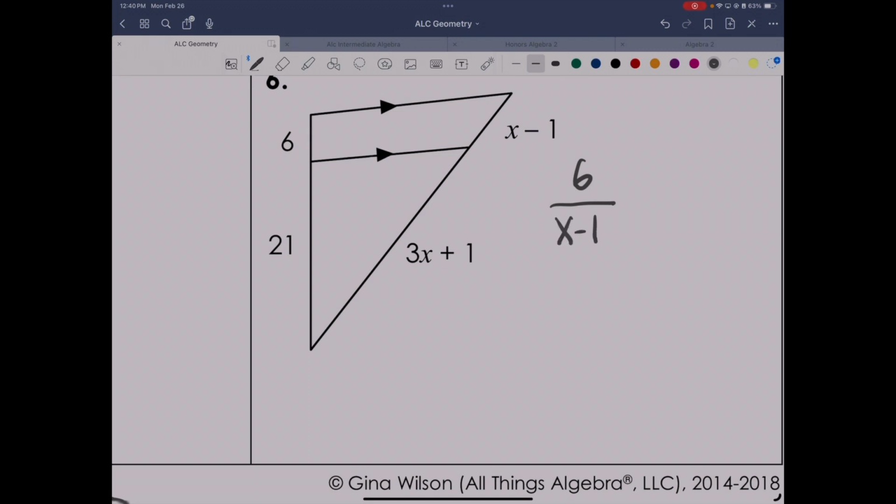Okay, we could do this. This is okay. If we do 6 over x minus 1, what does that have to equal? 21 over 3x plus 1. Okay. Let's leave that there for a second. I think it's okay. Did anybody else put something different?